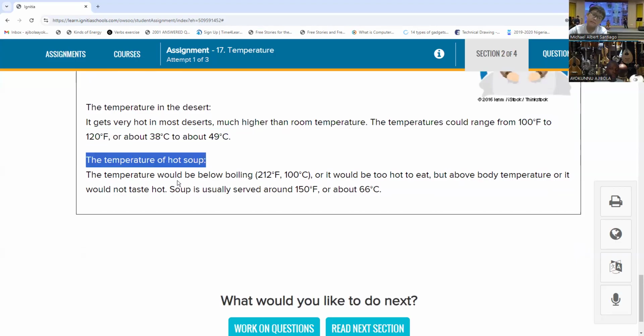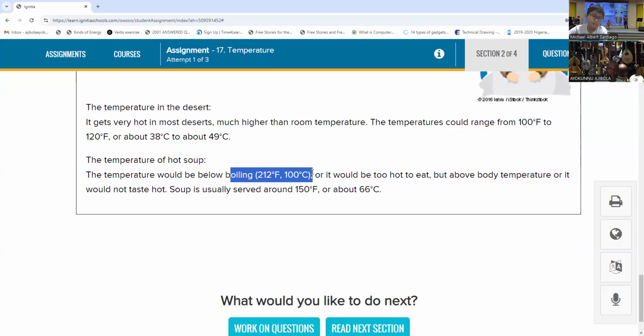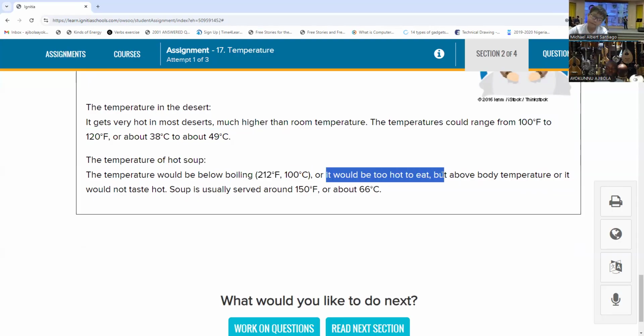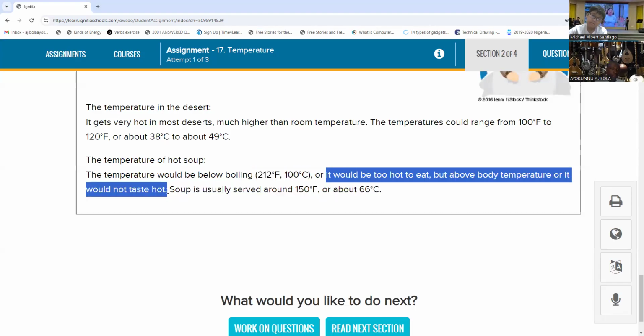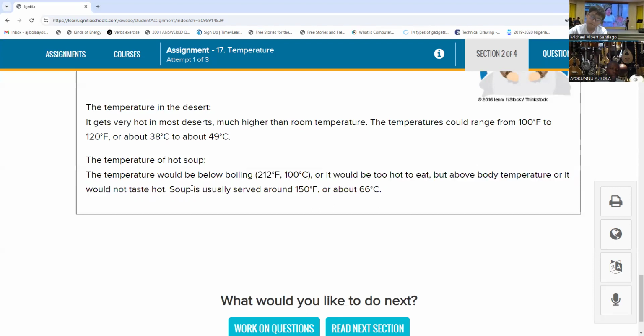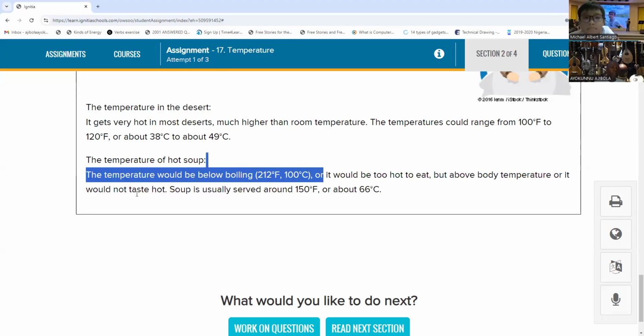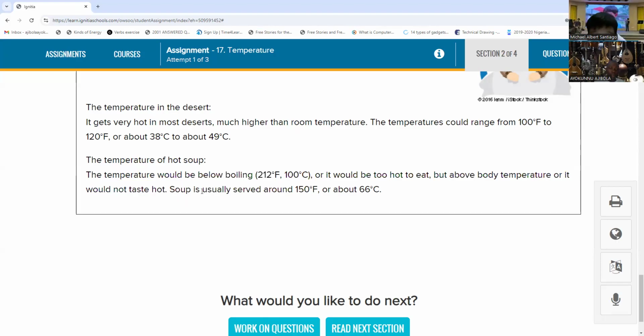Then the temperature of hot soup: the temperature will be below the boiling point. It will be too hot to eat, but above the body temperature, or it will not taste hot. If it's not below the boiling point, then it will be too hot, if it's at the boiling point. So soup is usually around 66 degrees Celsius.